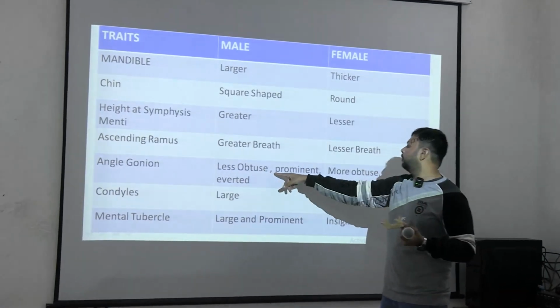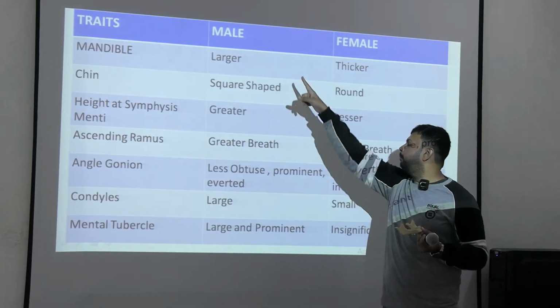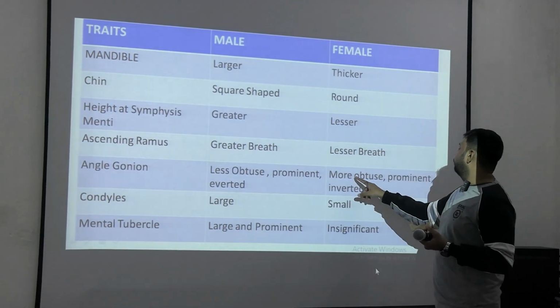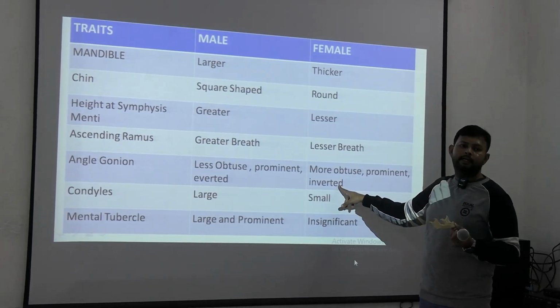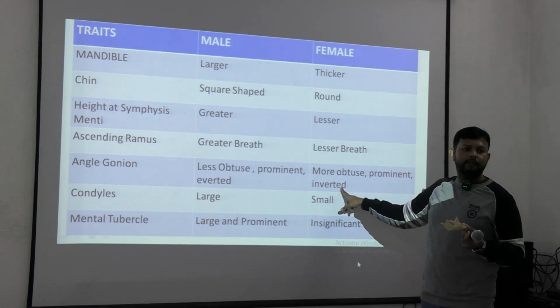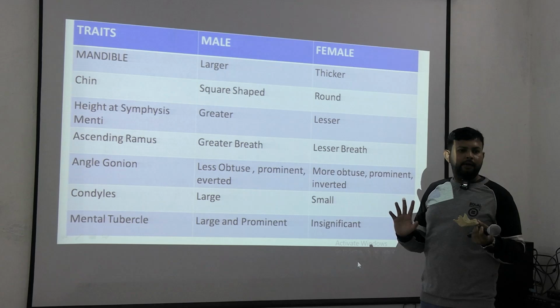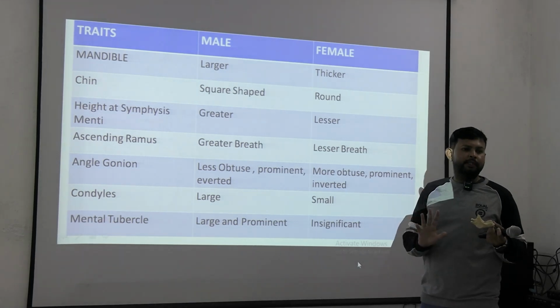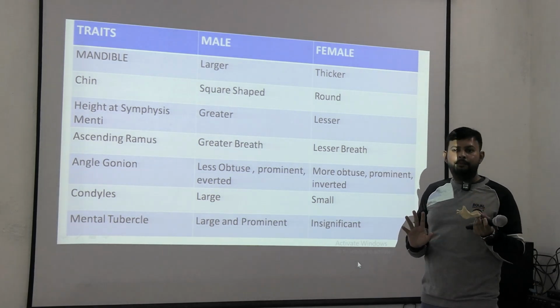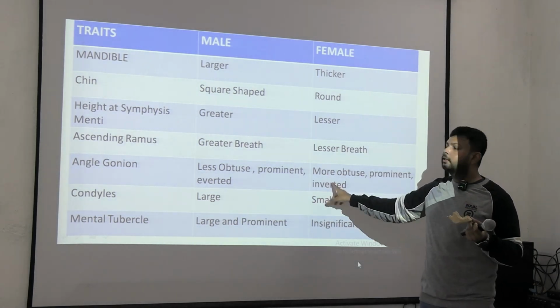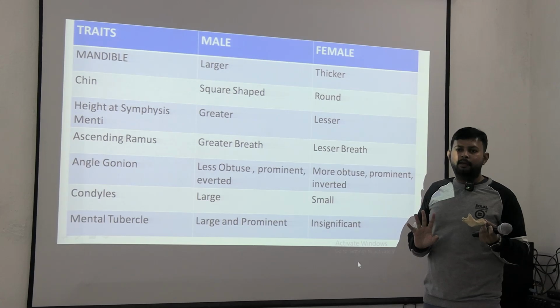Angle gonion less obtuse, prominent, everted in males. Females more obtuse, prominent and inverted. Clear? যেটা বললাম বোঝা গেল, এটা most important feature for detection of sex in mandible। ক্লিয়ার তো? এইটা দিয়ে তোমরা differentiate করতে পারবে কি পারবে না?